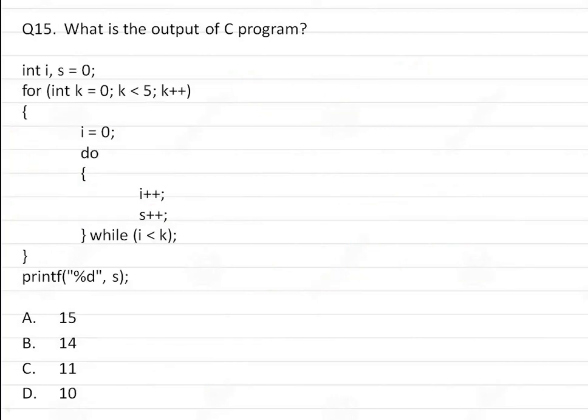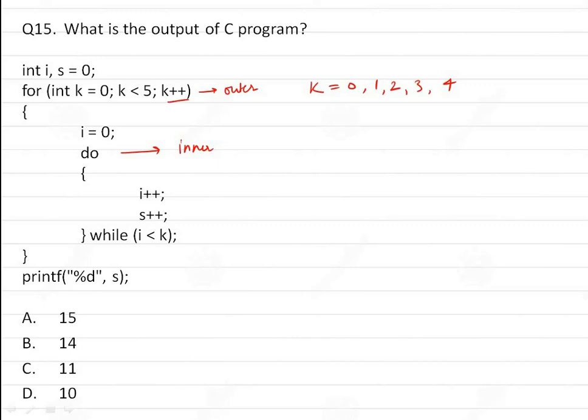Next, last question. So here we have a case of nested loop. This is the outer loop and this do while is your inner loop. The outer loop goes like this, from k equal to 0 to less than 5, k plus plus. So for the outer loop, values will go like this: 0, 1, 2, 3 and up to 4 only, less than 5, with the increment of 1.